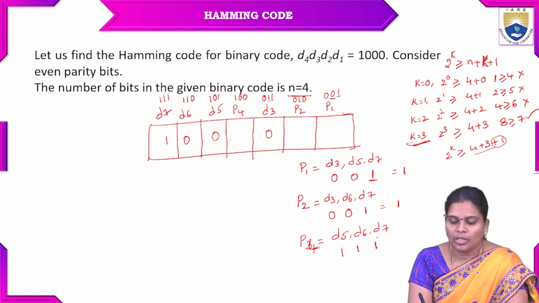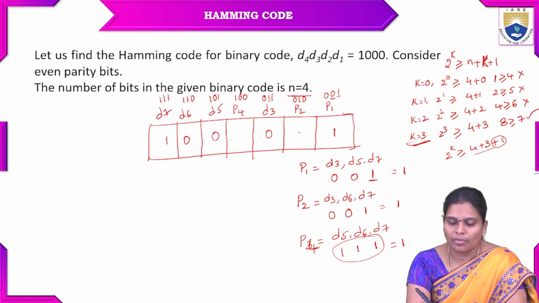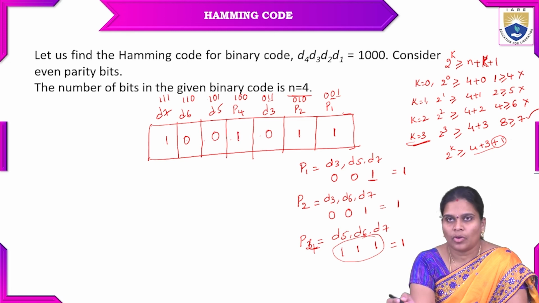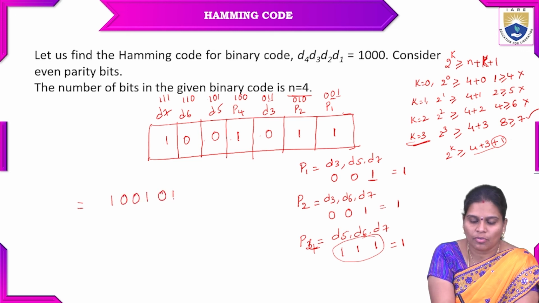So this also does not satisfy the even value, so this is also 1. If that satisfies the condition, that value is 0. So the P1 value is 1, P2 value is 1, P4 value is 1. So the data the receiver receives is 1001011.